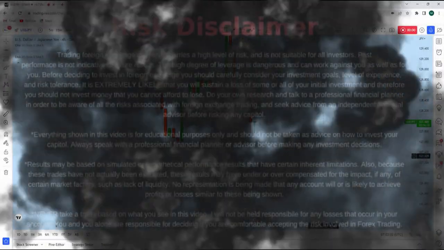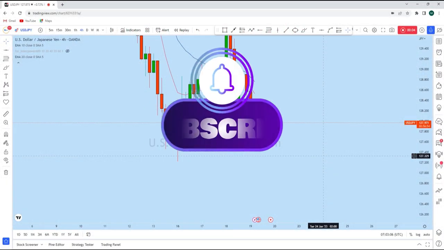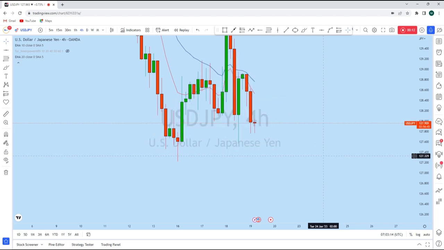What's up, data? So let's do a complete multi-time frame analysis on dollar yen. Let's see what kind of trading opportunity currently we have in this instrument. As you can see, dollar yen on the lower time frame has given us a significant trading opportunity.